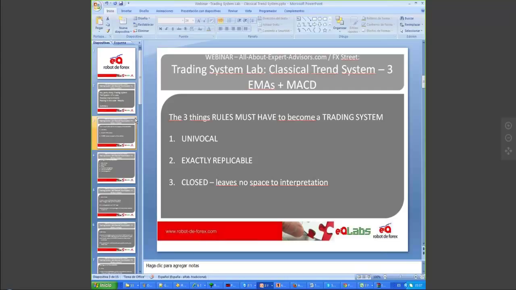Okay, so a trading system must have at least three aspects. It must be univocal. That means that the rules have only one way to be understood, one definition. They must be exactly replicable. That means that if you have a trading system, everybody is going to make the same entries and everybody is going to make the same exits in the exact same tick. I hope you guys know what a tick is. And the rules must be closed. They have no space for interpretation. That's very, very important.